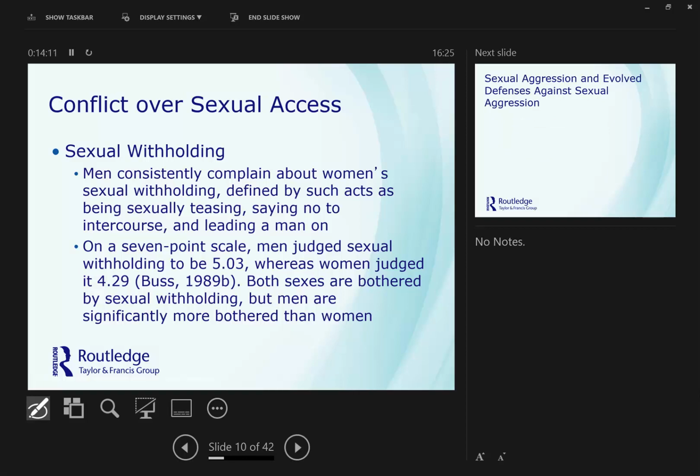What about sexual withholding, right? I think this is, again, we're thinking about things here that are sort of stereotypical, but one of the interesting things in this case is that when we hear stories about men complaining about women withholding sex, you consistently hear that over cultures and over time and over individuals. You start to think, well, maybe there's actually something to this, right?